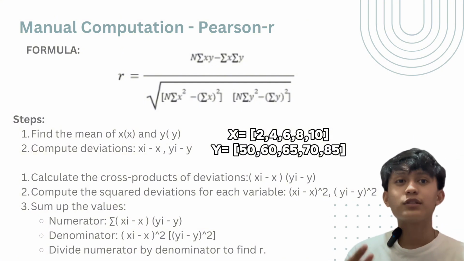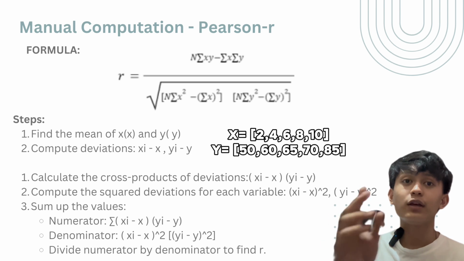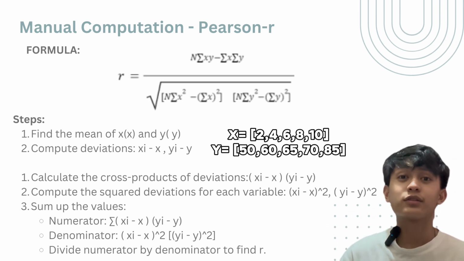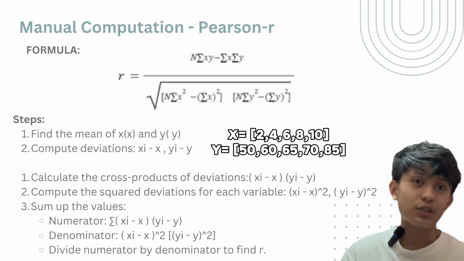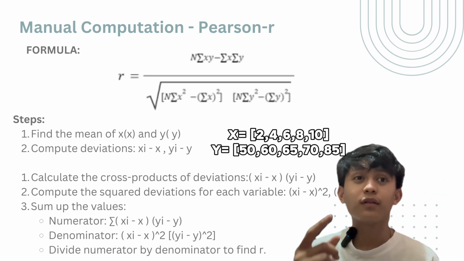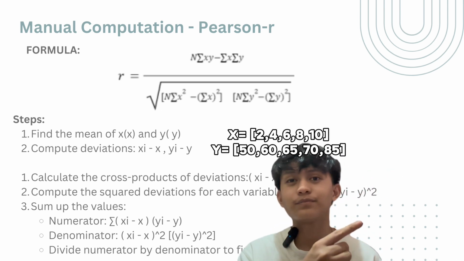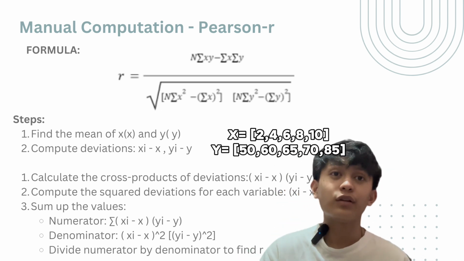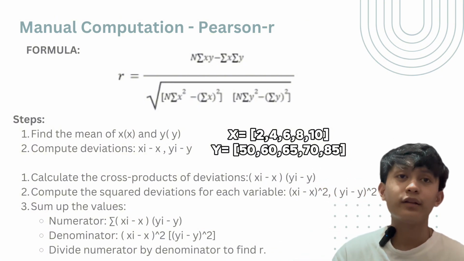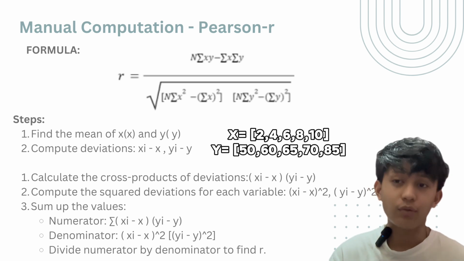Compute the deviation by subtracting the mean from each value of x and y. Multiply the deviations for corresponding x and y values to get the cross products. Square the deviations for each variable separately. Sum the cross products and squared deviations. Finally, calculate r using this formula. The resulting value tells us how strongly x and y are linearly related. A positive r indicates a positive relationship, while a negative r indicates a negative one.